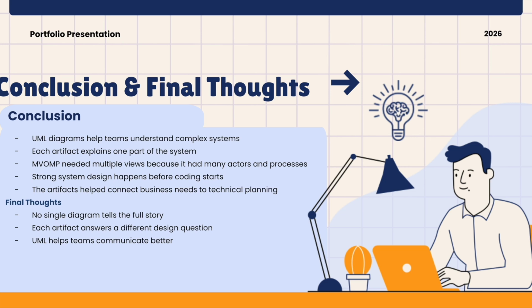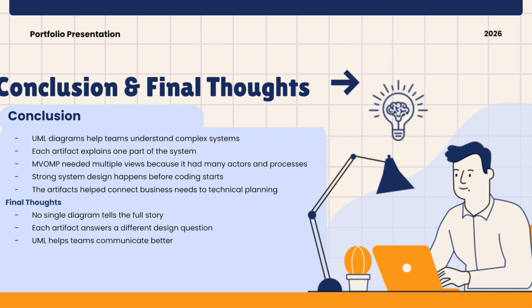And our conclusion and final thoughts. To conclude, UML diagrams are helpful because they make complex systems easier to understand before the coding begins. And MVOMP had many actors and processes, including buyers, sellers, admins, and so on. So it needed more than one view.